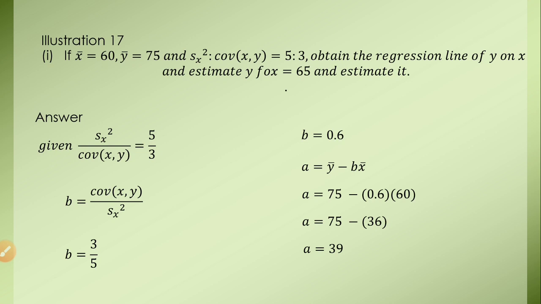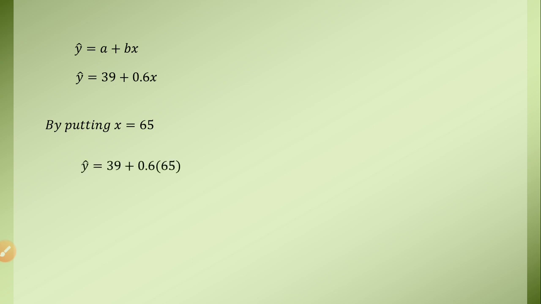Now you have to estimate y for x equal to 65. Let's use the formula. Y cap is 39 plus 0.6 into x. As I put in the formula, I will put the value of x as 65. Find y cap: 39 plus 0.6 into 65. 0.6 into 65 is 39. 39 plus 39 is 78.